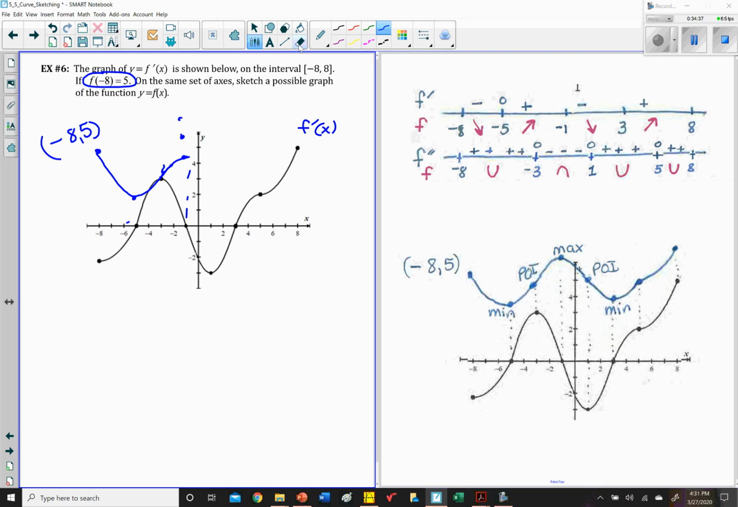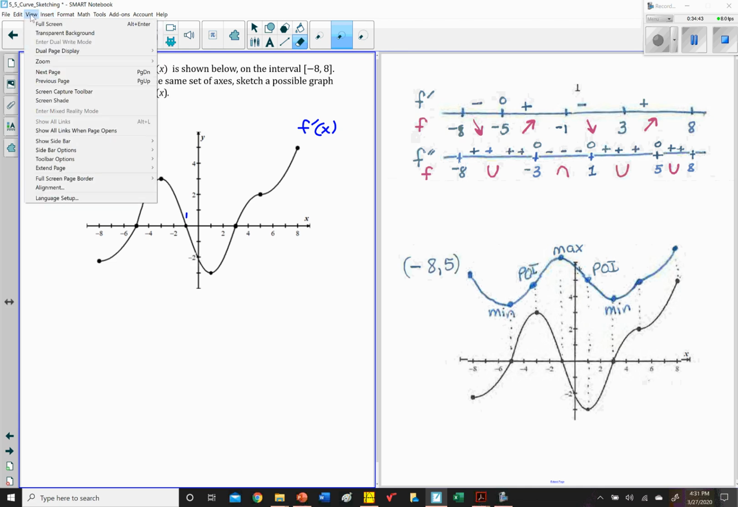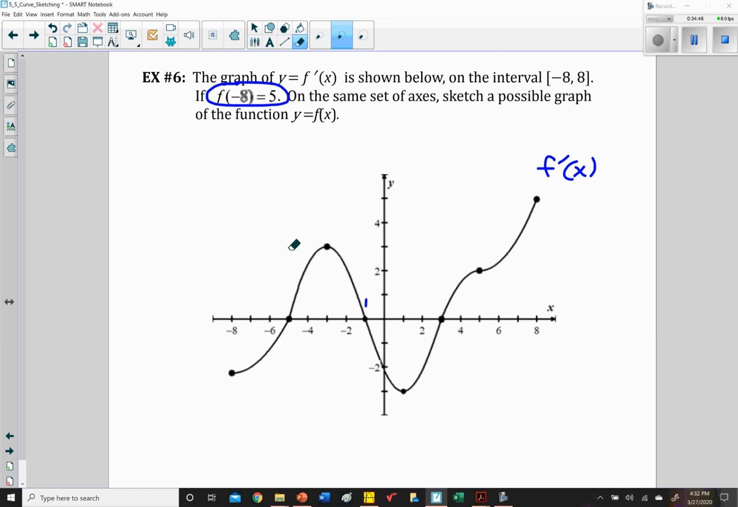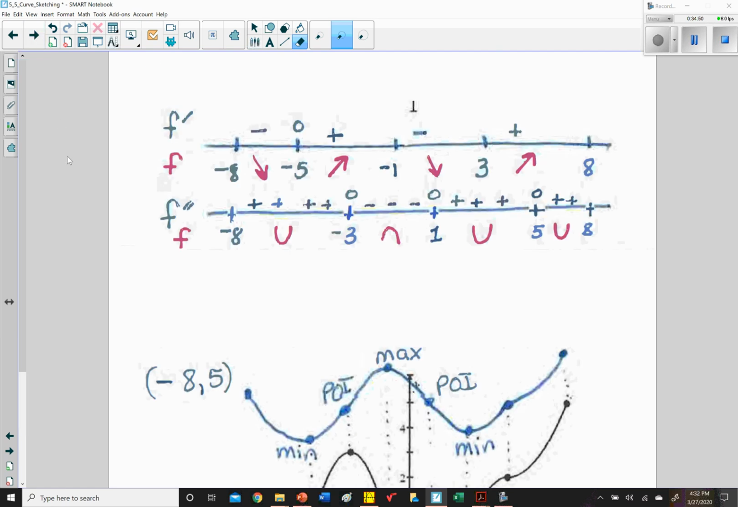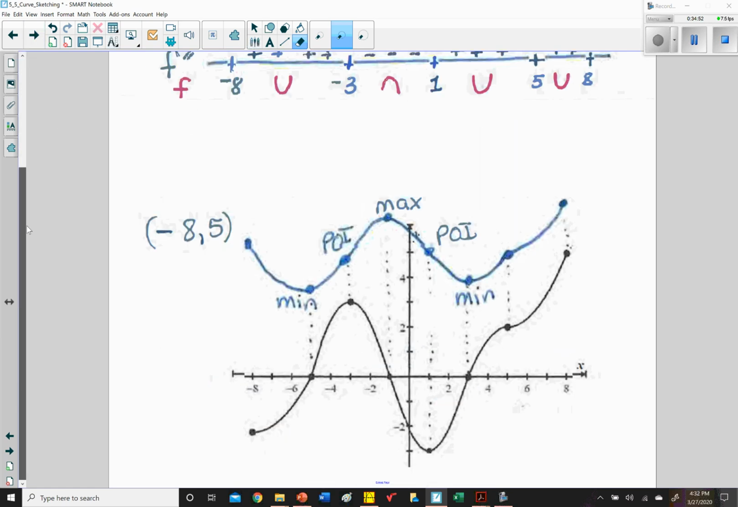Here's my graph. If you want to stop the video and sketch a picture of that graph, I'll make it larger for you. You can stop the video there and draw that graph.